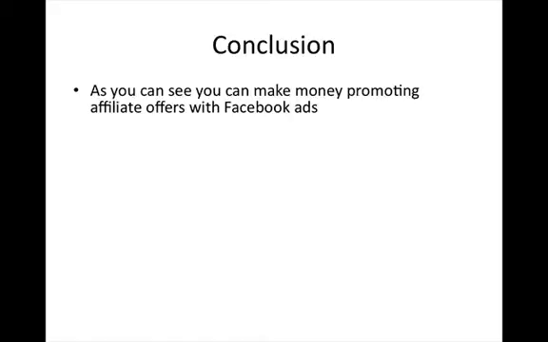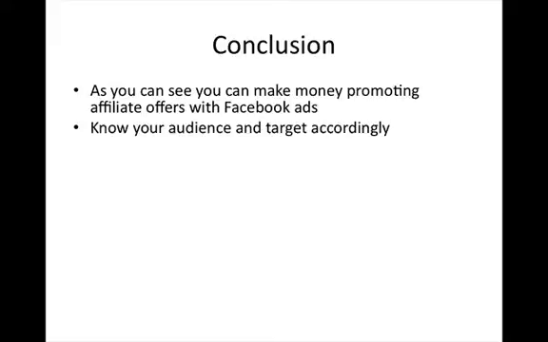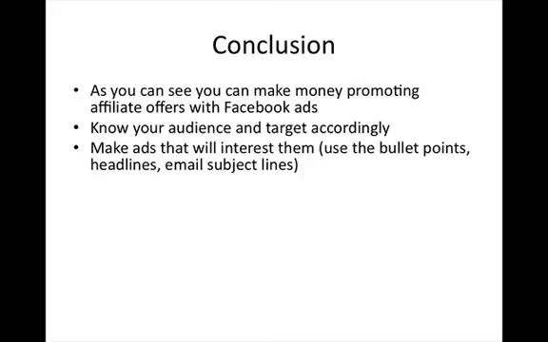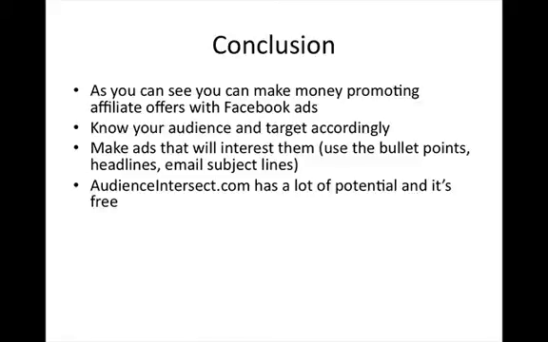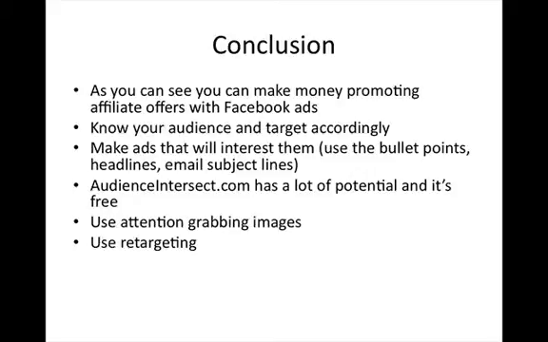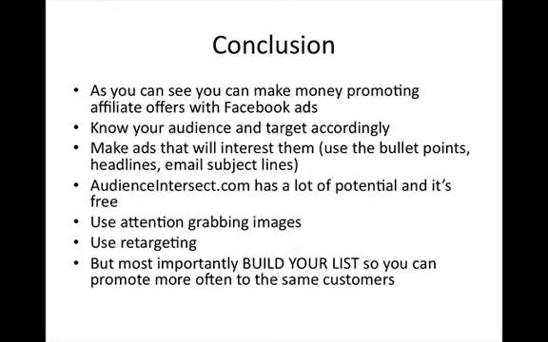You saw that you can make a lot of money promoting affiliate offers. You learned a lot about audiences and a free tool called AudienceIntersect.com. You learned how to do targeting and how to get to know your audience. You learned how to make ads that interest your audience using bullet points from sales copy, headlines, subject lines, AudienceIntersect again, and attention-grabbing images, like images with a red border or arrows, or where the person is looking at the camera. You learned about retargeting, but the most important thing you learned is you've got to build an email list.